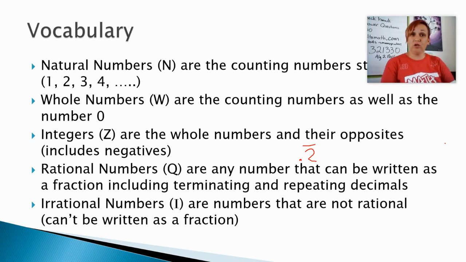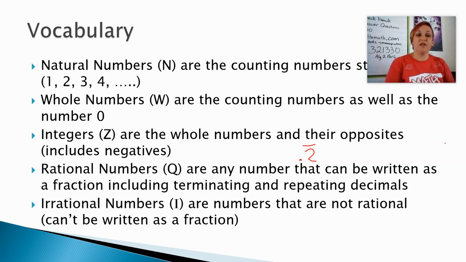Other common irrational numbers are square roots of numbers that don't have a square root. For instance, off the top of my head, I don't know the square root of 70. It's some really, really long decimal. So that would be an irrational number.